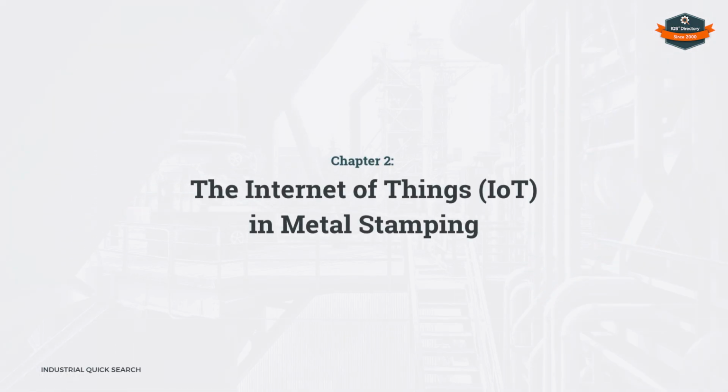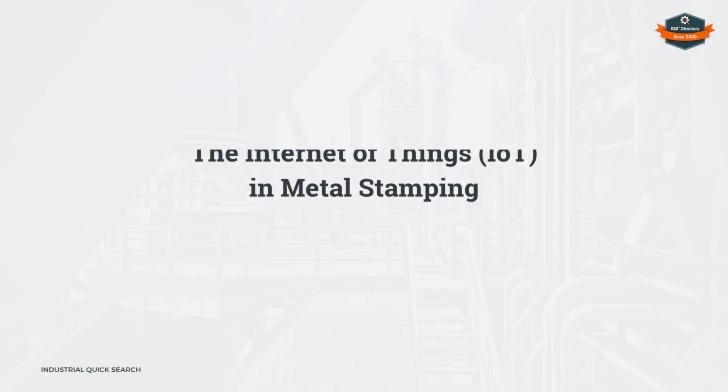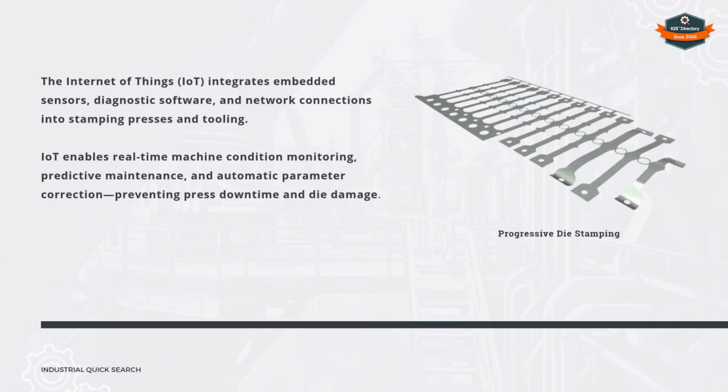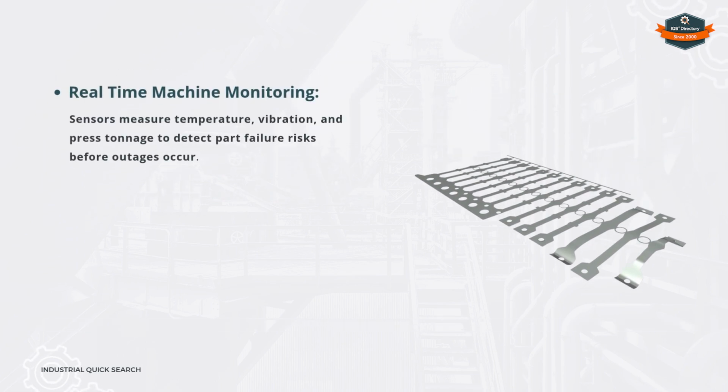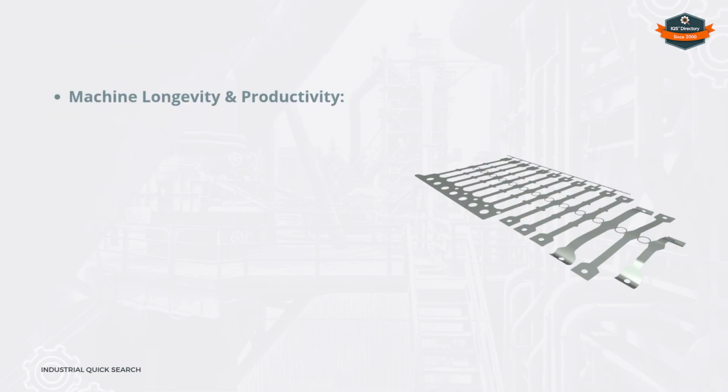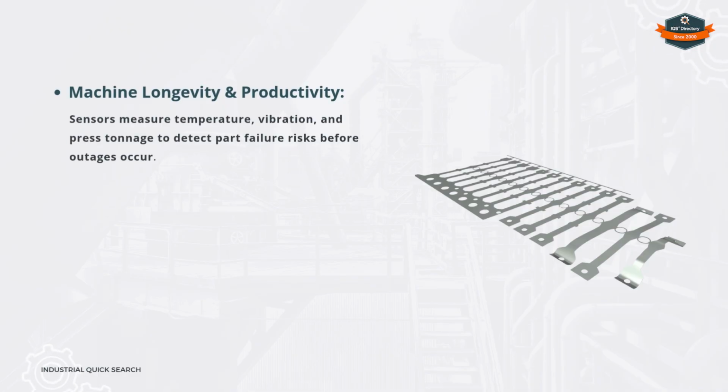Chapter 2. The Internet of Things in Metal Stamping. Real-time machine monitoring. Machine longevity and productivity.